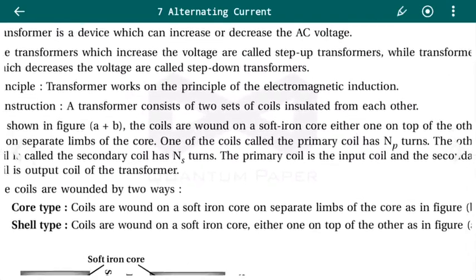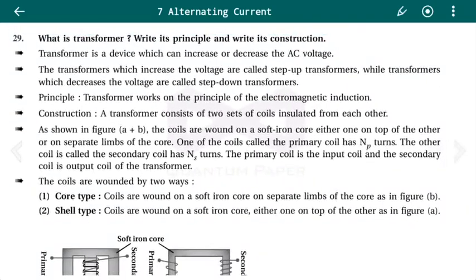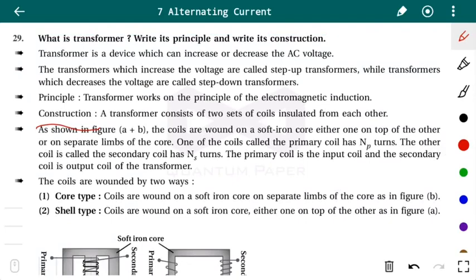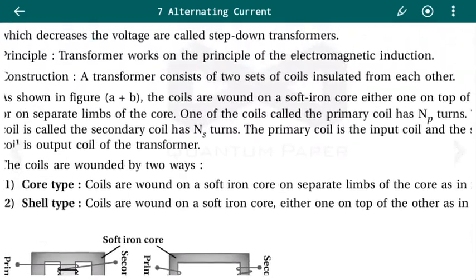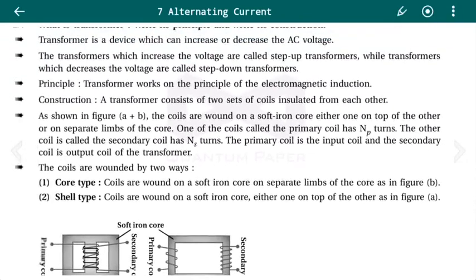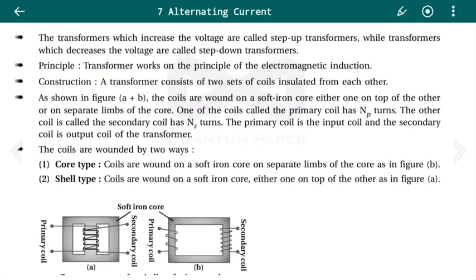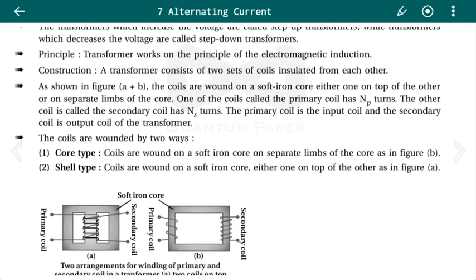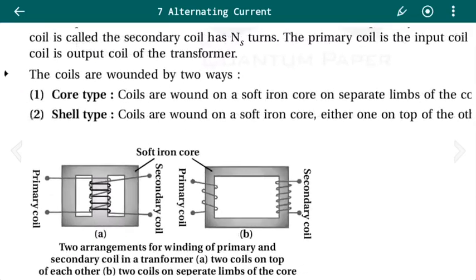Now let us see the principle. A transformer works on the principle of electromagnetic induction. Now let us see the construction. A transformer consists of two sets of coils insulated from each other. As shown in figures A and B, the coils are wound on a soft iron core, either one on top of the other or on separate limbs of the core. One of the coils, called the primary coil, has Np turns. The other coil, called the secondary coil, has Ns turns. The primary coil is the input coil and the secondary coil is the output coil of the transformer.